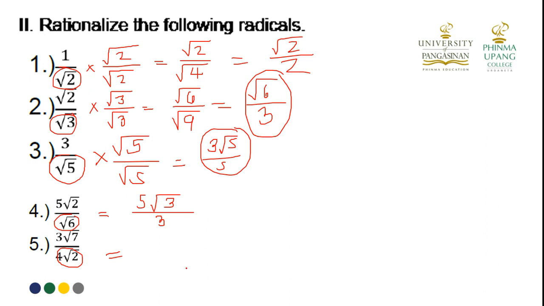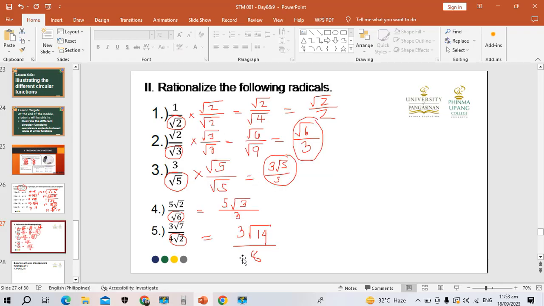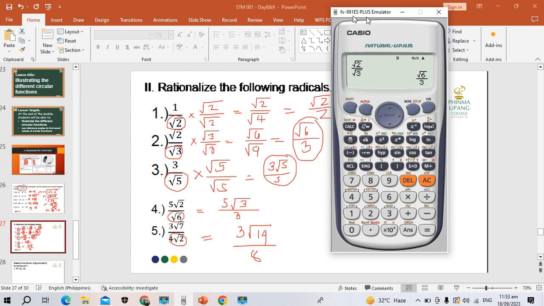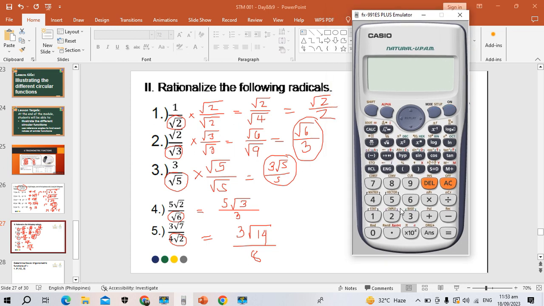Next, how about number 5? What is 3 square root of 7 all over 4 square root of 2? Square root of 14 over 8. 3 square root of 14 all over 8. So, check ko kung tama, no? Double check natin. So, number 4 is 5 square root of 2, tapos square root of 6. Ang lumabas, 5 square root of 3 all over 3. Di ba? Binigyan ka na agad ng final answer.